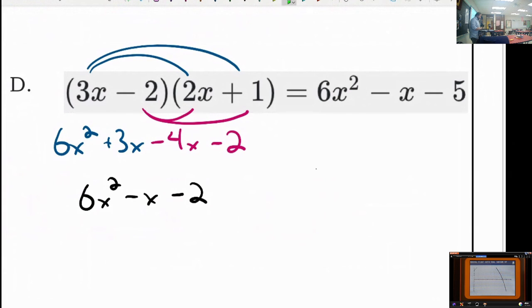And the problem here is that the number being added at the end is a different number. I believe this is never. Because I don't think if you plug a number in for x, you're ever going to get the same number. You'll always get the same number for 6x squared minus x, but after you subtract 2 or subtract 5, you'll never get the same number after that.